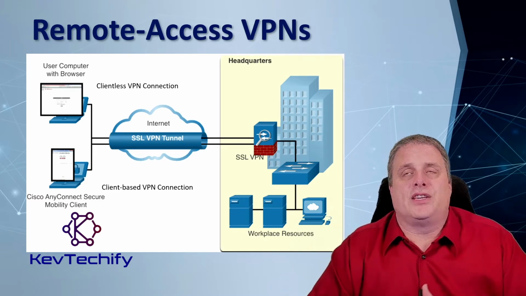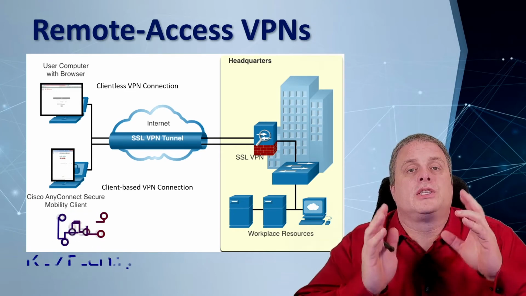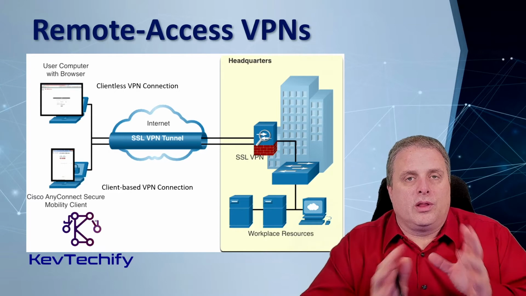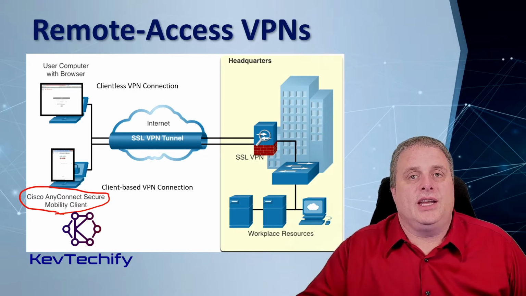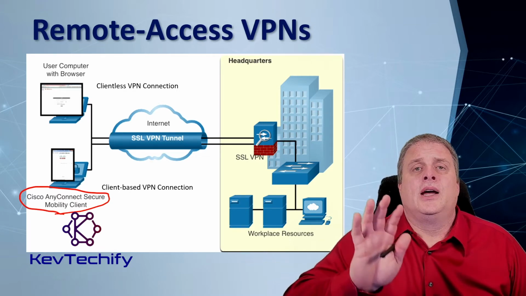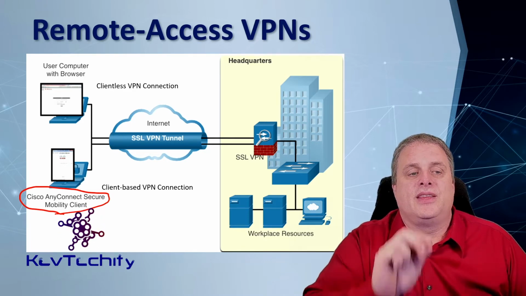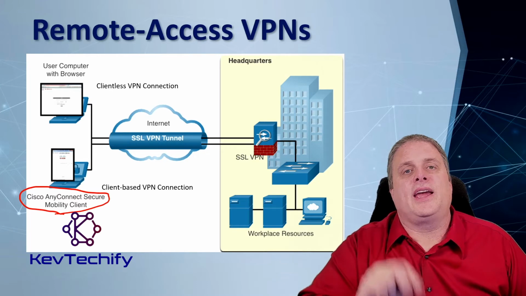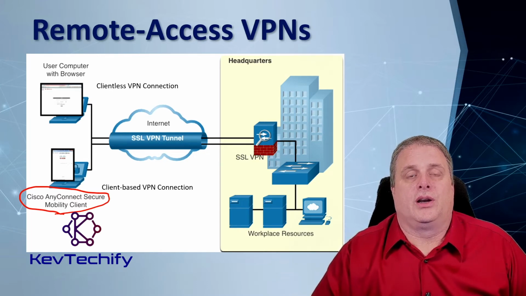The client-based VPN requires the user to start up a program. One of the more common programs out there is the Cisco AnyConnect Secure Mobile Client. That needs to be installed on the device connecting in. A lot of times, this is how the IT staff make sure that this client is able to connect in. They have to install that AnyConnect software.